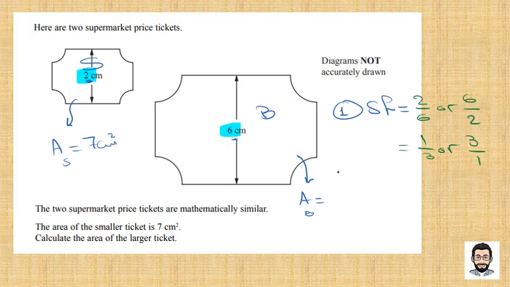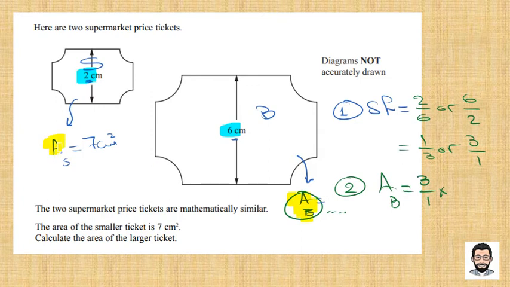Yes, great. Now we're going to find directly the missing one. This one is missing. So we're going to write here A for the big ticket equals, and if you want to find the biggest, you're going to use the big scale factor. So 3 over 1 times, this area is corresponding to what? Yes, great. This area is corresponding to this area. So we're going to multiply by 7, because A for the big is corresponding to the area of the small one. So finally the answer is going to be 21 centimeter squared.